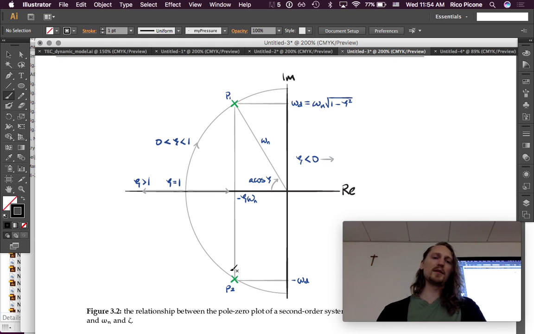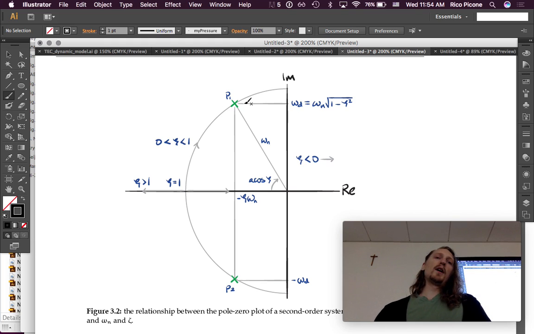in the complex plane, P1 and P2, then, and we've seen this before, this is all review, but the real component is negative zeta omega n, okay, and the imaginary component is the damped natural frequency, which is by definition the natural frequency times square root of 1 minus zeta squared. This radius is the natural frequency. So from the origin out to the pole, that's the natural frequency.